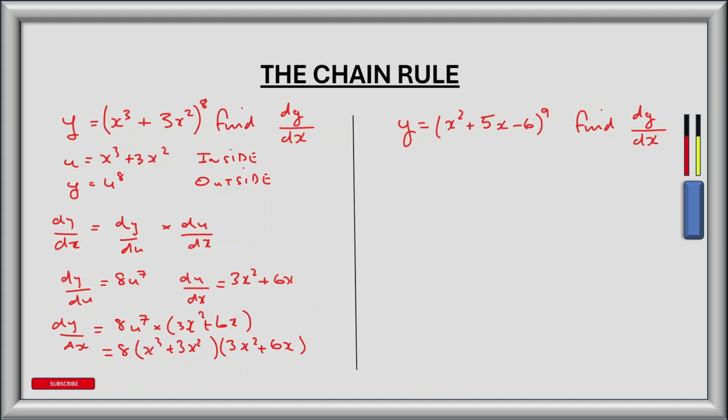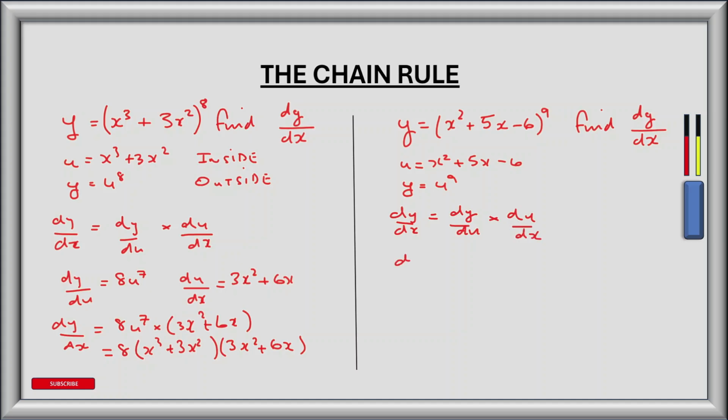So in our second example, we want to differentiate y is equal to x squared plus 5x minus 6 all to the power 9. So using the chain rule, our inside function, let's call it u, is equal to x squared plus 5x minus 6. And our outside function is y is equal to u to the power of 9. So dy by dx is equal to dy by du multiplied by du by dx.